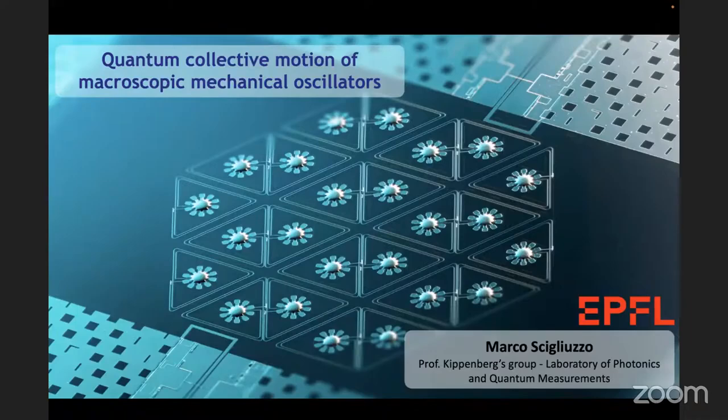Okay, so my name is Marco Scigliuzzo. I'm a postdoc in Tobias Kippenberg's group. But before diving into the experiment, I would like to join the previous speaker in thanking the organizers and congratulate them for the choice of the venue. That is really great, as well as the conference. So I'm going to talk about quantum collective motion of macroscopic oscillators.